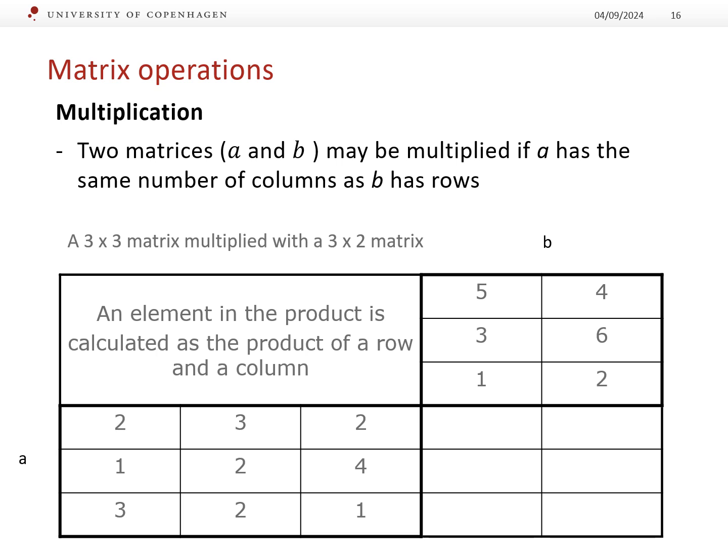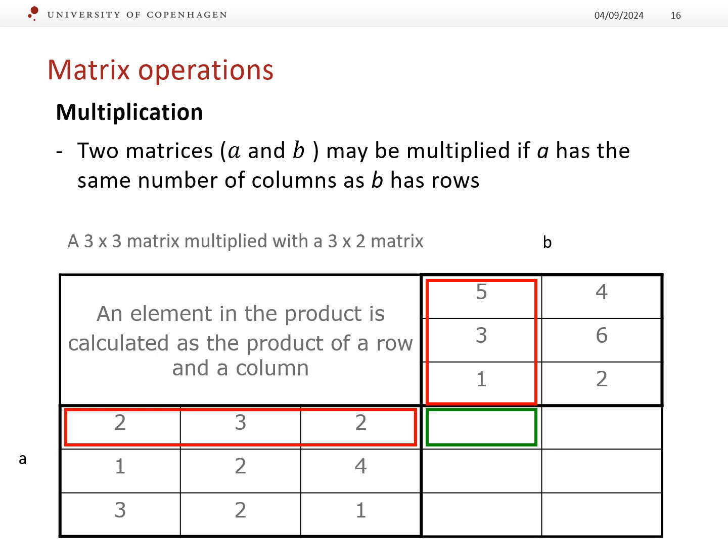So why does it have to be like that? Because, as the text says here, an element of the product is calculated as the product of a row and a column. Now, what does that mean in practical terms? So let's start here. If I'm going to multiply this matrix A with this matrix B, I start by taking the first row in A and the first column in B, as marked in red. This will give me the value for the first position in the resulting matrix A times B, position 1, 1, marked here in green.